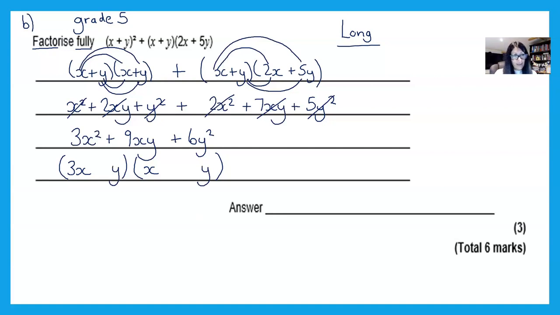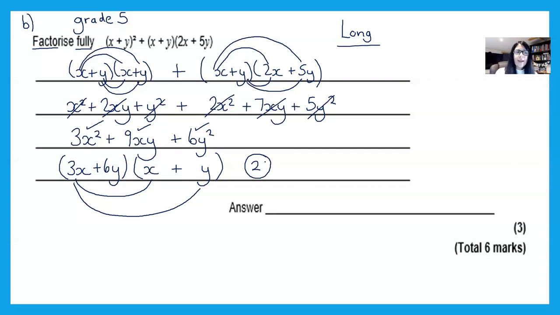Now let's have a little think. If I do x times 3x is 3x squared, and then 3x times y is 3xy. I need another 6xy, so I know that's going to go there. And because it's all positive, easy peasy, positive, positive. Check it. 3x squared, yep. 3xy plus 6xy is 9xy, yep. And then 6y times y is 6y squared. Done. Okay, now that's going to get you 2 marks, and that's where a lot of people might stop.